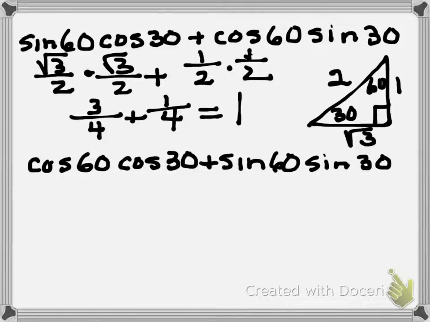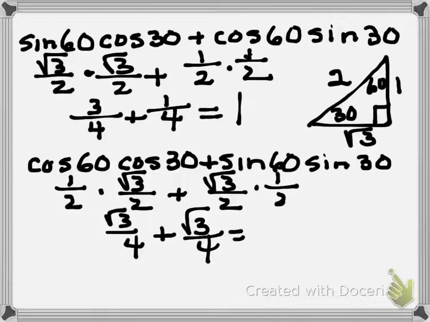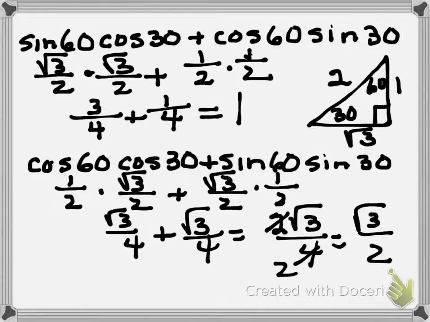So I have the cosine of 60 is equal to adjacent over hypotenuse, which is 1/2. The cosine of 30 is adjacent over hypotenuse, which is the square root of 3 over 2. The sine of 60 is equal to opposite over hypotenuse, or the square root of 3 over 2. The sine of 30 is opposite over hypotenuse, or 1/2. So the square root of 3 over 4 plus the square root of 3 over 4 is 2 square root of 3 over 4, or simply the square root of 3 over 2.